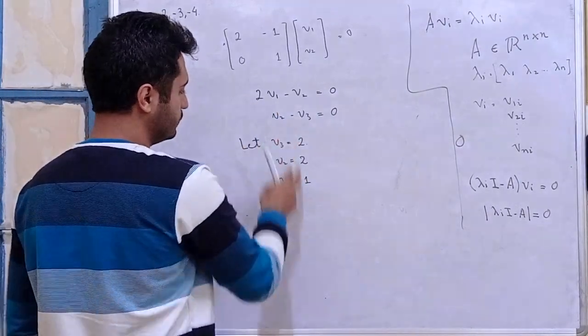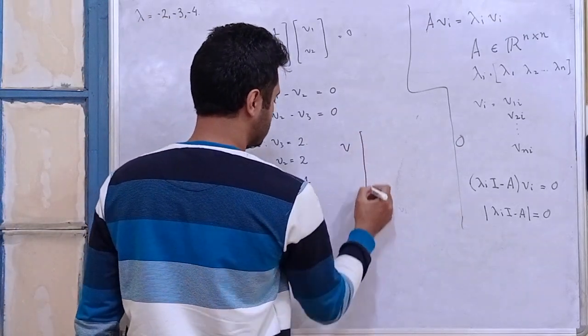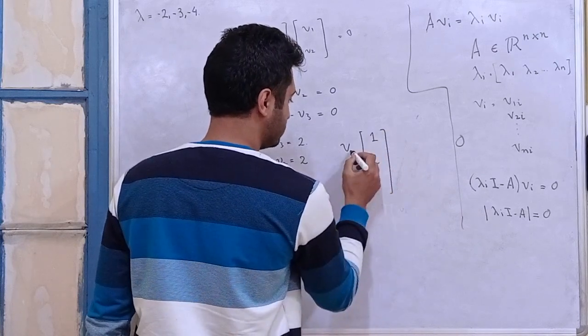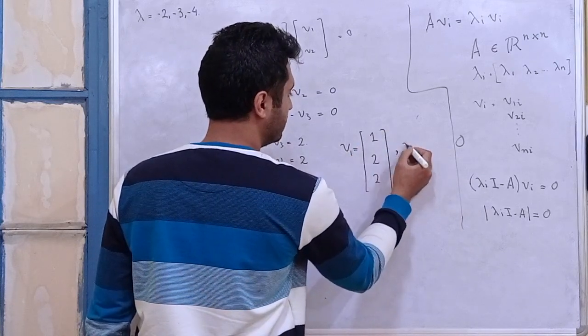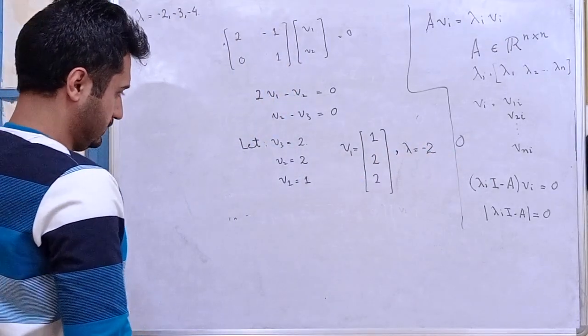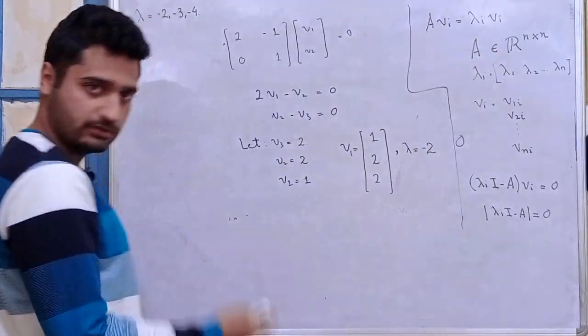So immediately you will get the solution, and your target vector comes: 1 1 2 1 2 2. This is the first eigenvector corresponding to eigenvalue lambda equal to -2. Similarly, if you take some other value here, we can take any value, you can take anything, right?